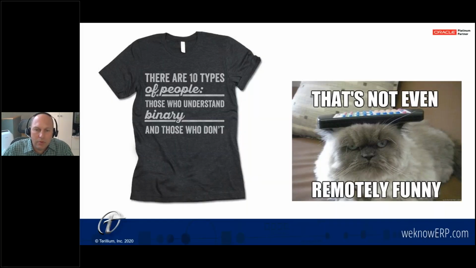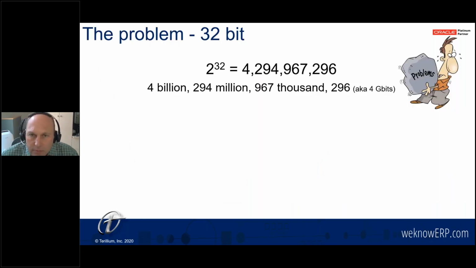Now let's get back to 64-bit. Let's talk about what the actual problem is. With 32-bit, if you think about all those light bulbs, if you lined all those light bulbs up, there is exactly 4,294,967,296 different combinations of turning those light bulbs on and off.